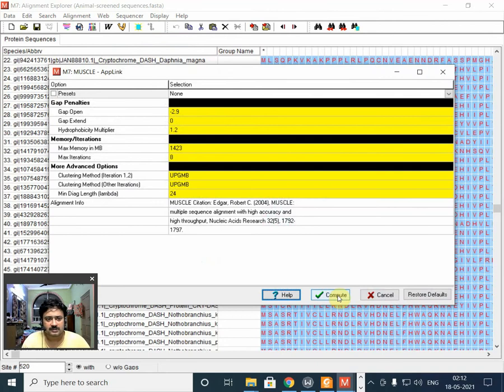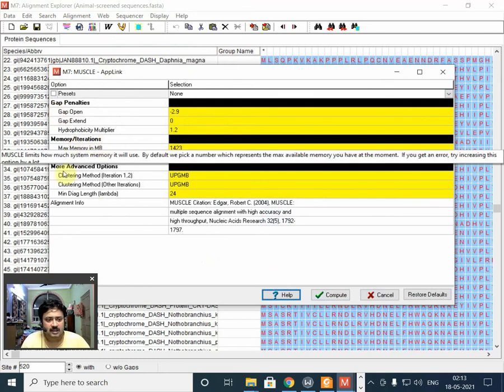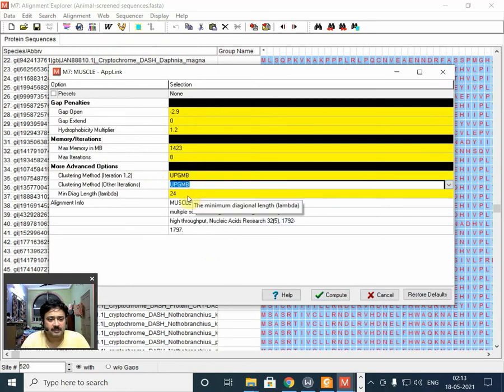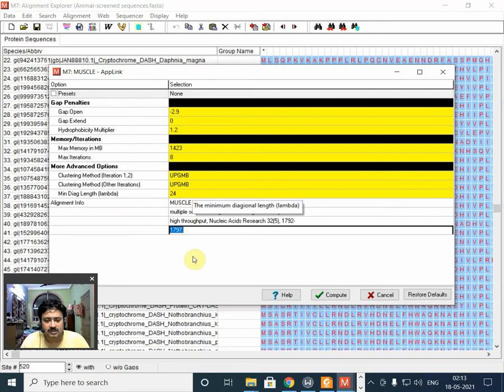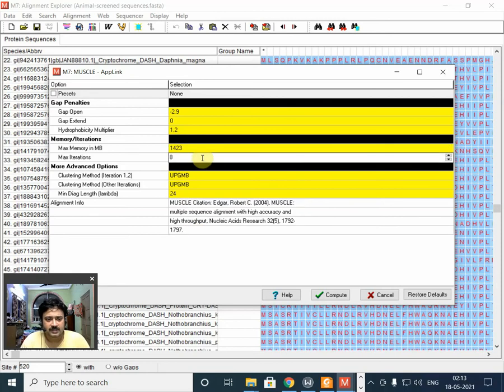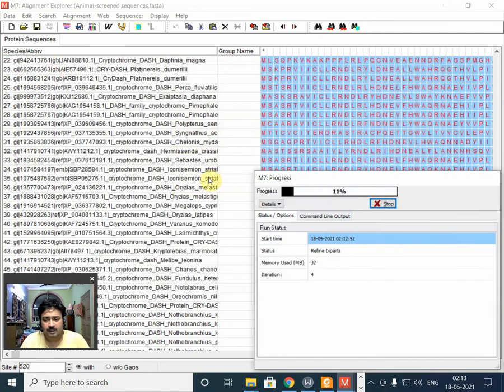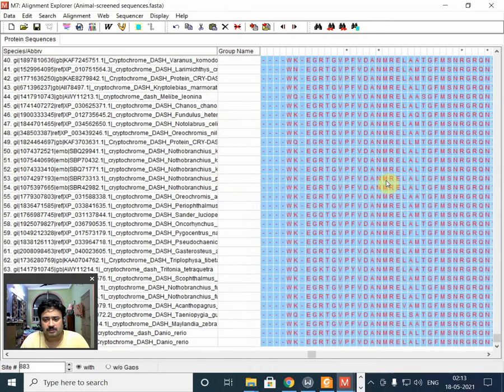This is the interface, where you can see the gap penalties that you have assigned, the memory or iterations, and more advanced options like which particular clustering method you are using. Here we are using UPGMB and minimum diagonal length. We are not changing any of the settings, just keeping them as they were. So we will go for compute, and if we allow this to compute, this will show us the data.